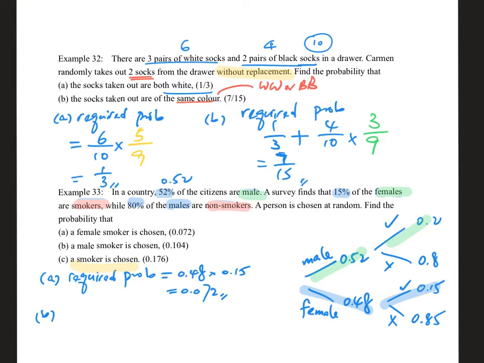If you read the question carefully, part A is female smoker, part B is male smoker. So add them up together, and that gives you the answer for part C. A smoker is chosen, that means you have the answer in A, female smoker, and the answer in B, which you should have got as 0.104, and the total is 0.176. So this is the situation of the question.